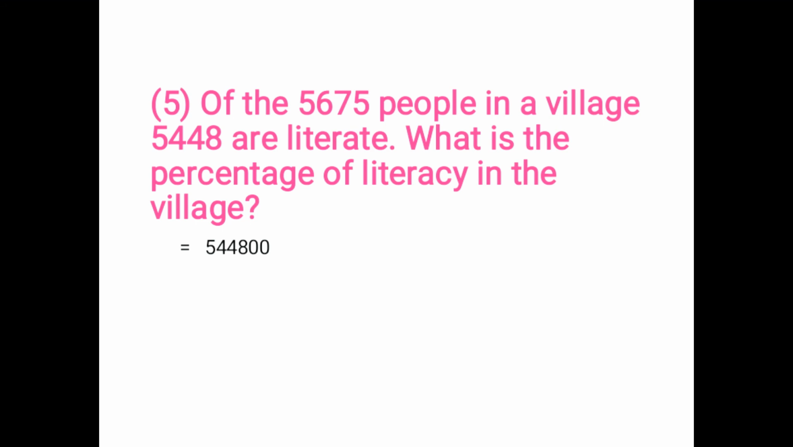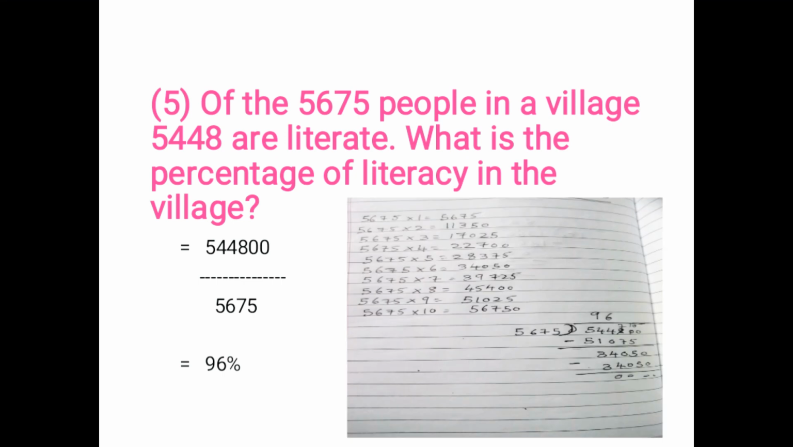5,448 into 100 is getting 5,44,800 upon 5,675. Okay, now you have to divide 5,44,800 upon 5,675 here. Answer is getting 96%. Look at the picture here.